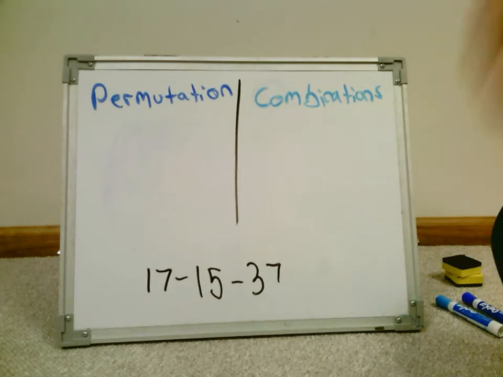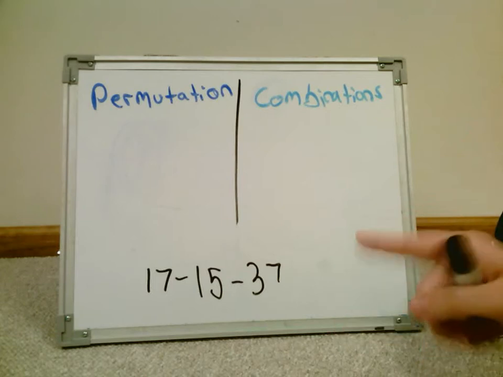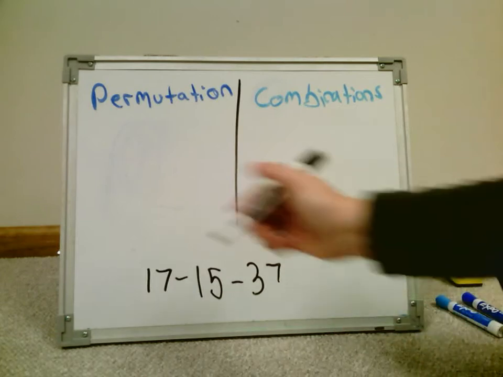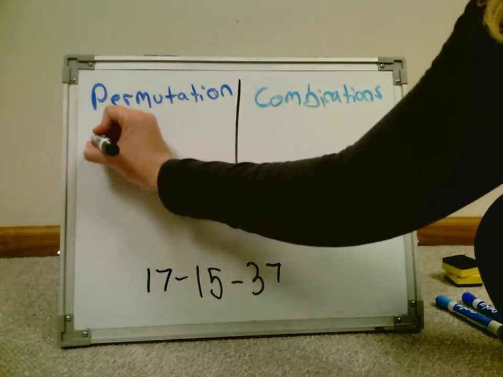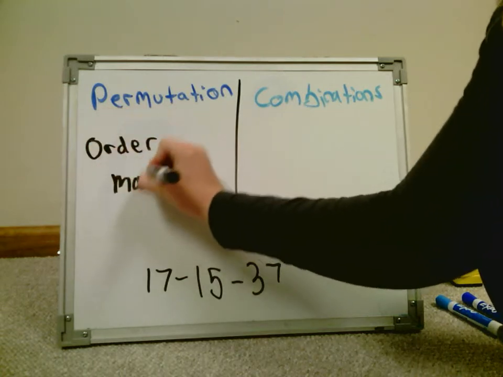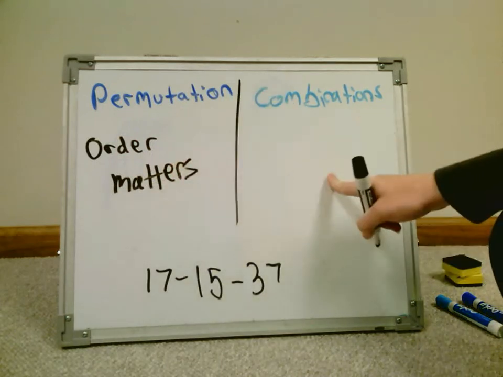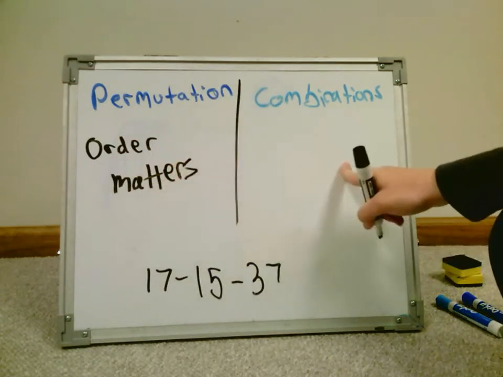So let's look at the difference between a permutation and a combination. The one big key factor between a permutation and a combination is this. Permutation: order matters. Versus a combination: order doesn't matter.